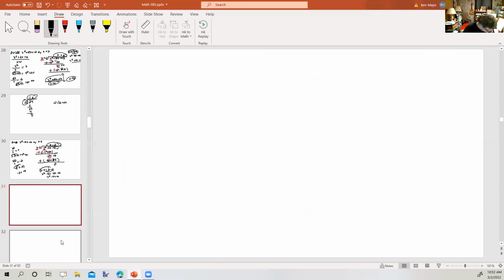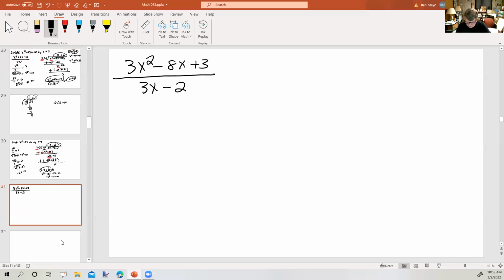That will not be true on this next problem. Let's see here. We've got 3x squared minus 8x plus 3 divided by 3x minus 2. So the 3x minus 2 goes outside. The 3x squared minus 8x plus 3 goes inside. Both of them are in descending powers.